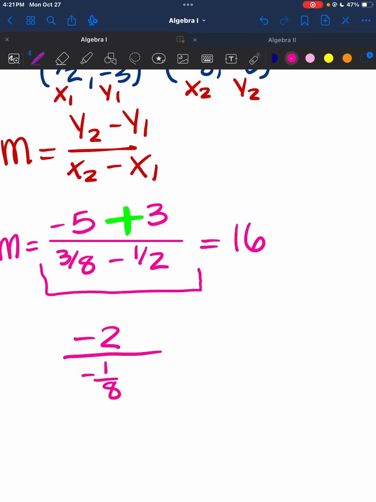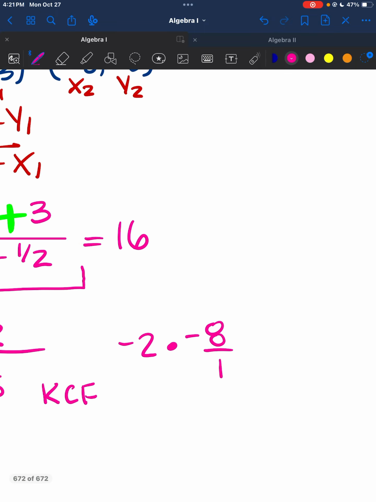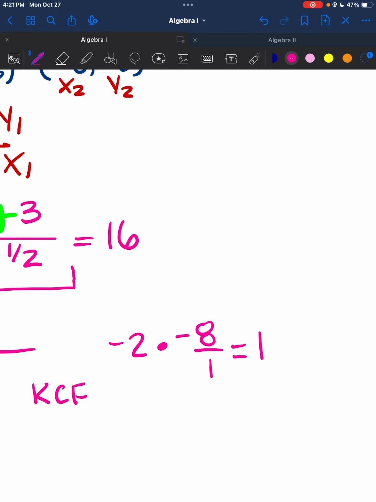And then we are here. This brings us back to 7th and 8th grade. We have -2 divided by -1/8. If we see a fraction over a fraction, we should know it's keep, change, flip. So we're going to keep our first one, change our division to a multiplication, and then flip the fraction that's on the bottom. So it should be -2 times -8, which gives me a positive 16.